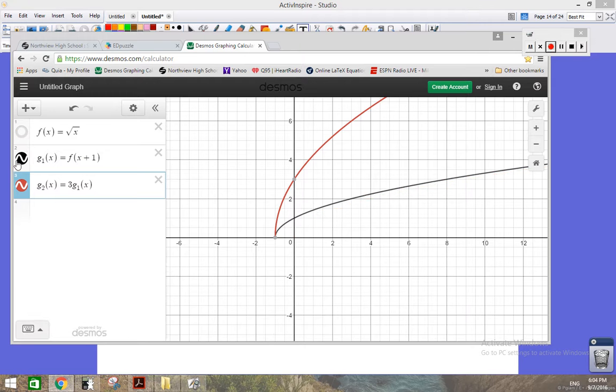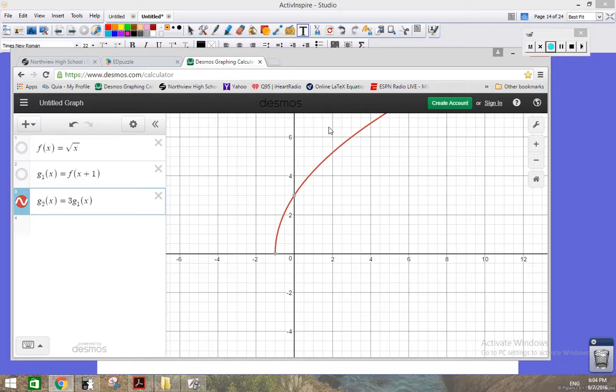Okay, so we started with this square root function, and we transformed it to the left. And now we're going to vertically stretch that graph to here. And you can see the y coordinates now are further away from the x-axis. They were stretched away from the x-axis. Here, when x equals 3, the output was 2, and now the output is 6, because 3 times 2 is 6. It got vertically stretched.